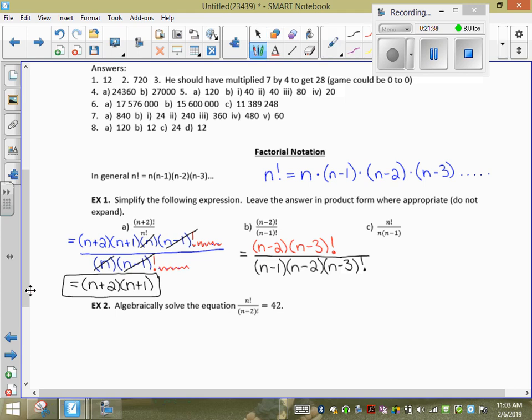Is everyone following me to that point? Yeah, no? Okay. So now we can cancel off what's the same. N minus 2, n minus 2, n minus 3 factorial, n minus 3 factorial. And a whole bunch of people tell me the answer is n minus 1. The answer is not n minus 1. What is it going to be?